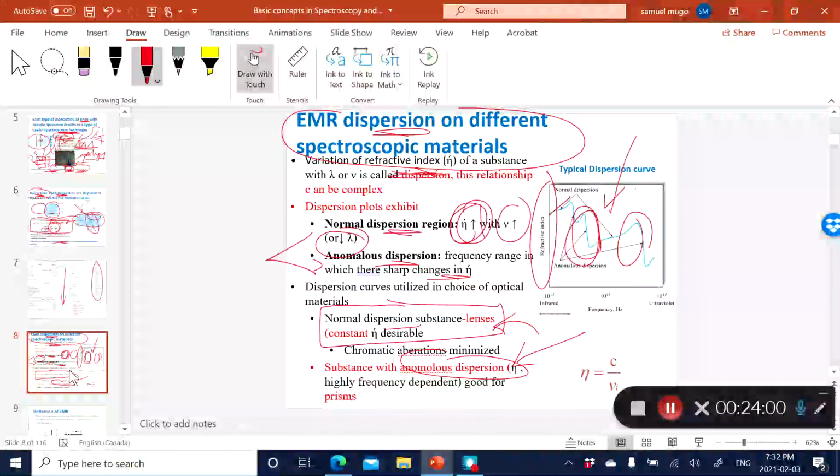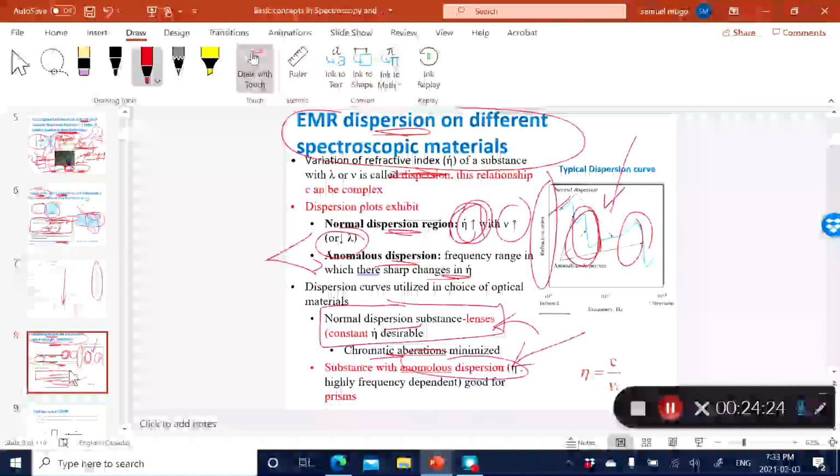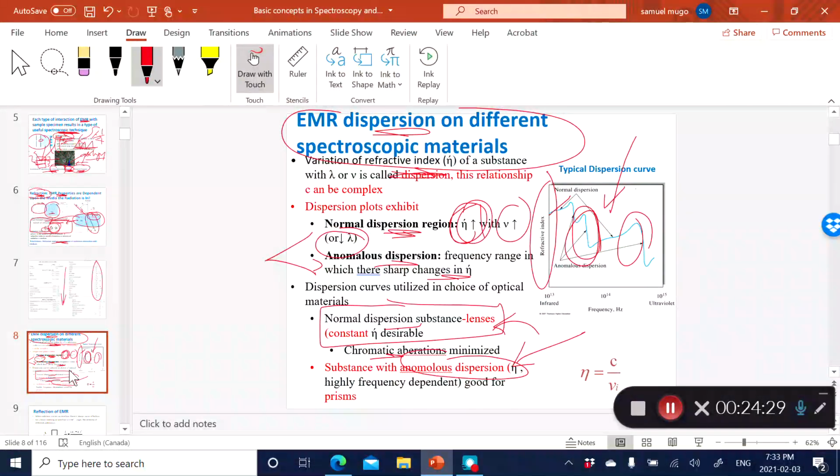For normal dispersion, that's the relationship. Refractive index increases as the wavelength decreases, and it's best for lenses, because in that case, you've got the chromatic aberrations being minimized. So for your eyeglasses, for example, you want your lenses to have this behavior of normal dispersion. Otherwise, your view is going to be fairly blurry.